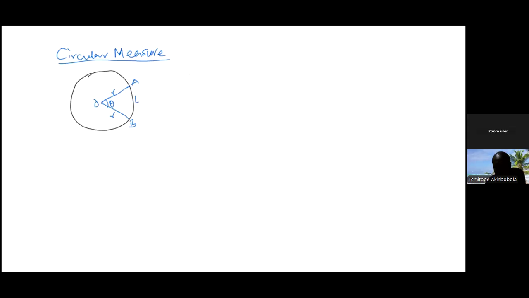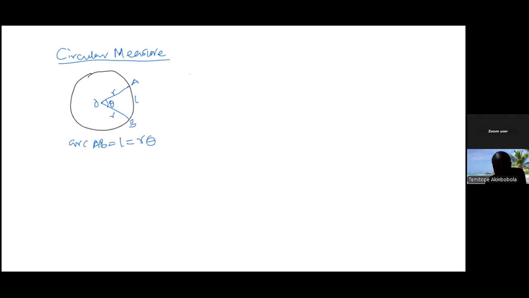Now, the length of arc AB equals L, and that is equal to R theta. That is the radius times the angle subtended at the center of the sector. So that's the formula for length of arc. Now, this is simple, from what you know in O level mensuration.